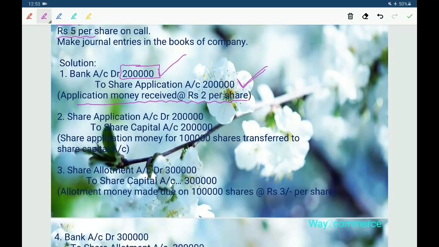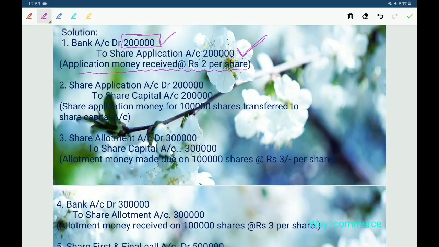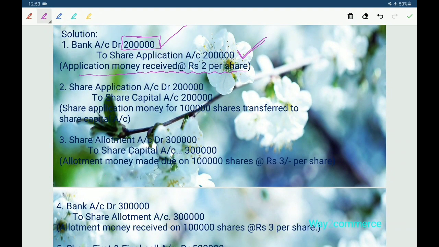Next, second one, share application account is transferred to share capital account. What is the entry? Share application account debited to share capital account. Already the share application account was created, that's why now we have debited share application account. So share application account debited to share capital account 2 lakhs. Narration: share application money for 1 lakh shares transferred to share capital account.